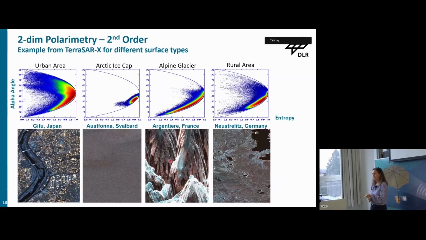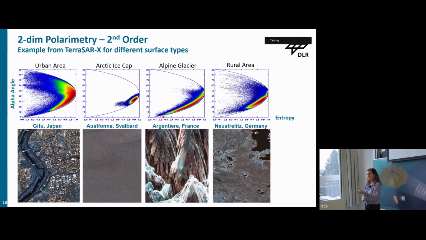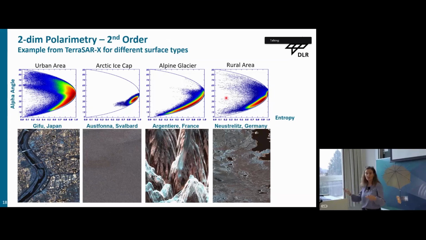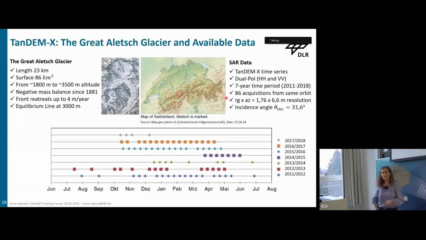Then you have your very difficult terrain. It's a mountain area. Argentière is a glacier in France, and you see you have everything from really surface scattering going up to volume scattering because it's over the glacier here. And it's a rural area in northern Germany, where you also have quite a different particular shape, let me say, of this entropy alpha. This means you can play around a little bit with them in order to detect probably different features or be sensitive to different responses using this two-polarization. Okay, this was a little bit the introductory.